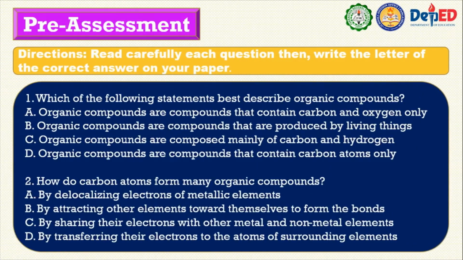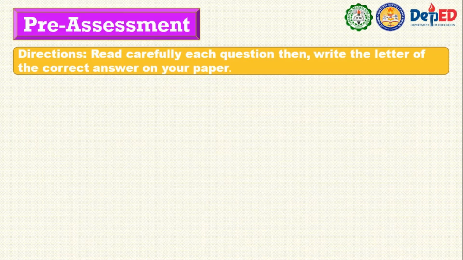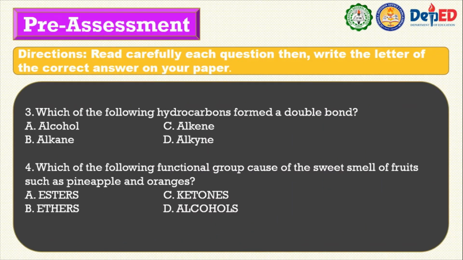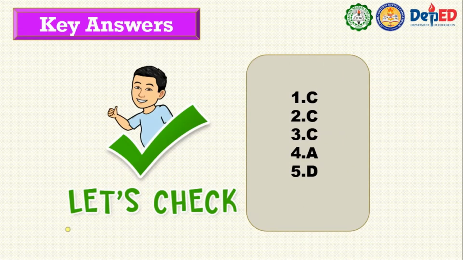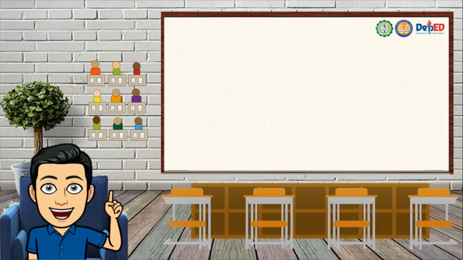Now, let's check your prior knowledge about the lesson. Directions: Read carefully each question, then write the letter of the correct answer on your paper. Now let's check the pre-assessment. Did you get a perfect score? Nice to hear that. Okay, let's start.